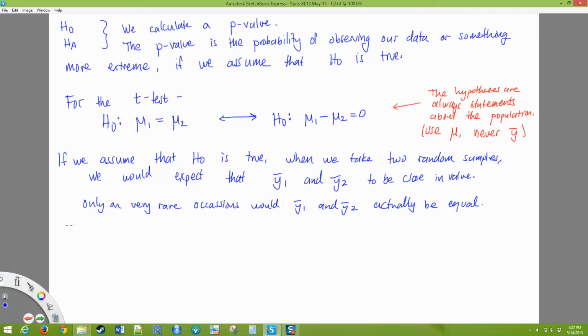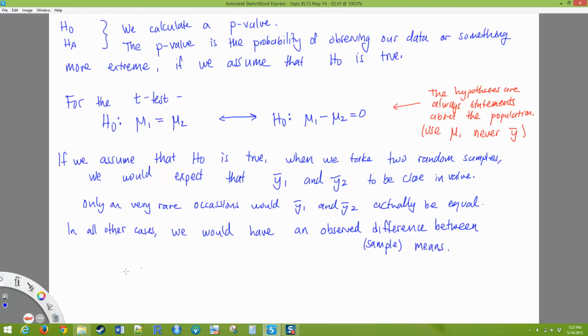So in all other cases, which is pretty much all the time, we would have what we call an observed difference between sample means. Okay, so y bar 1 minus y bar 2, this is our observed difference.